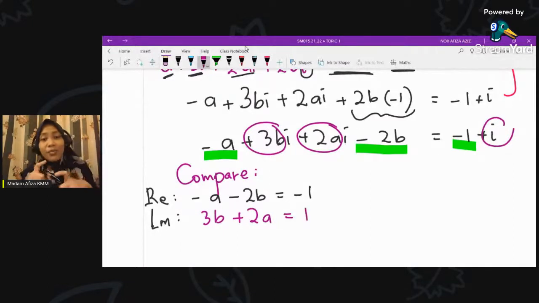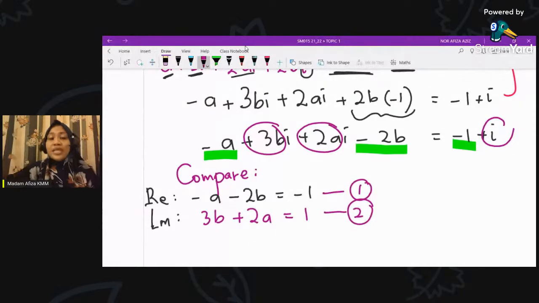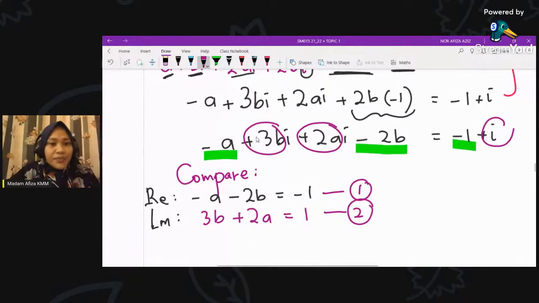Ingat, untuk imaginary part, jangan ambil I, sebab kita hanya ambil part dia sahaja. Okay, imaginary part, jangan ambil huruf I tu. So here we have two equations, meaning that we need to solve it simultaneously.